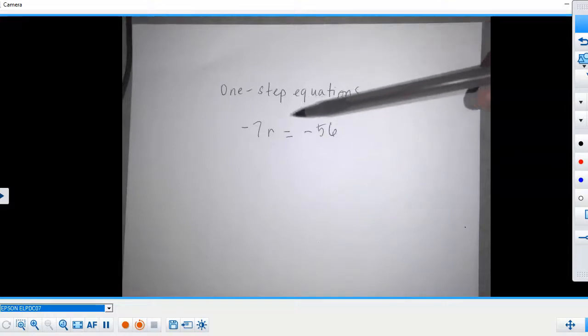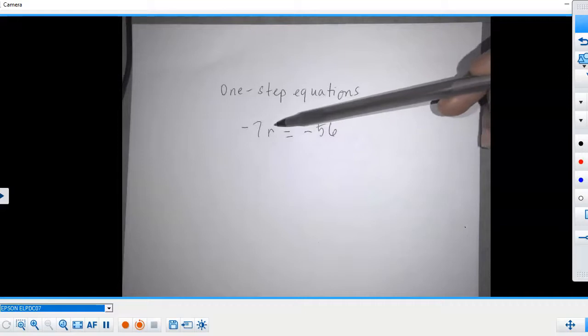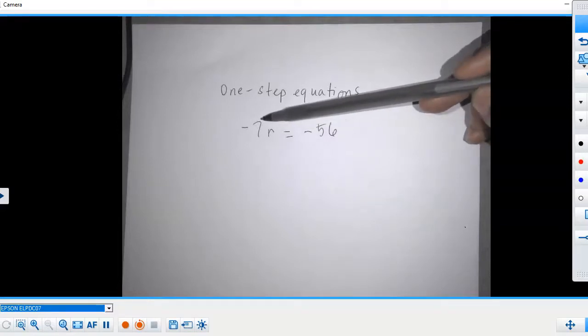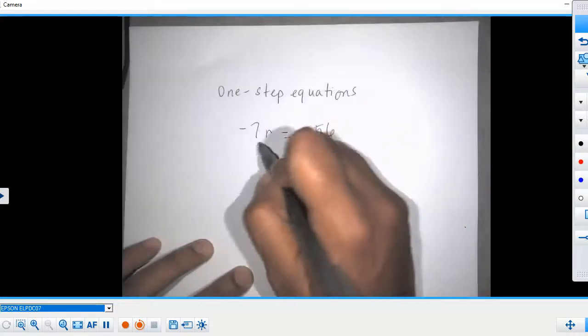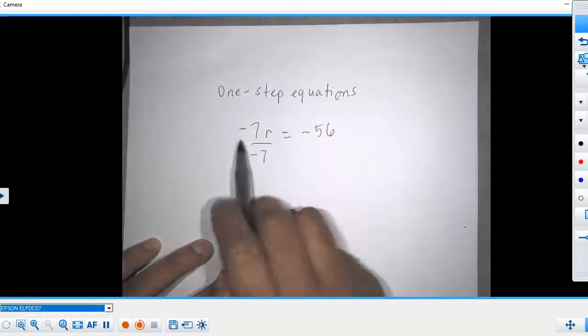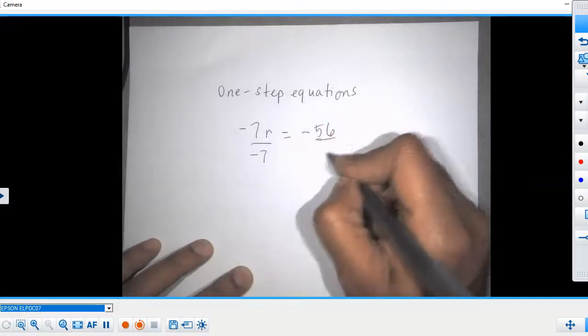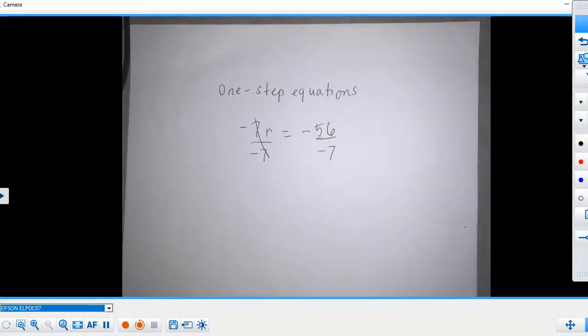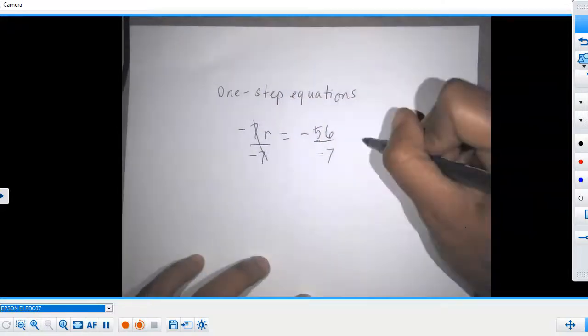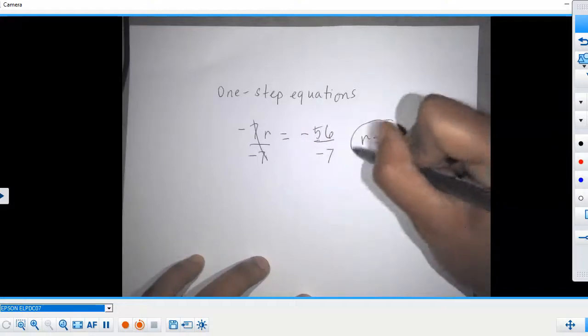As you can see, I have to think, what is happening to my variable? And here, when you see a coefficient right next to a variable, they're married, so this is multiplication. In one step, the opposite of multiplication is division. So I'm going to divide by negative 7. You have to keep that sign. What I do to one side, I'm going to do to the other. In one step, I've now solved for r, and r is equal to positive 8.